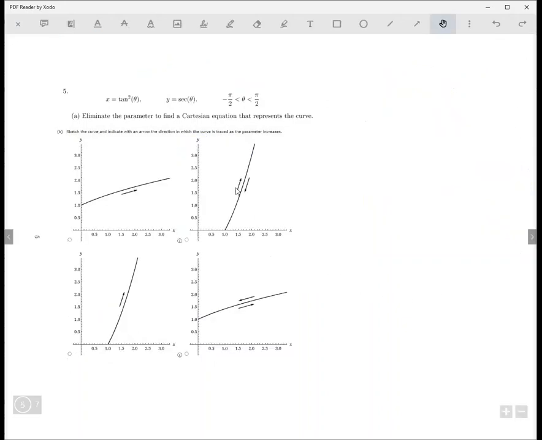Okay, let's move on to number 5. x is the tangent squared of theta, y is the secant of theta. Now we know that there's a trigonometric identity involving the tangent and the secant, which is this: tangent squared theta minus secant squared theta is -1. So that's a trigonometric identity.